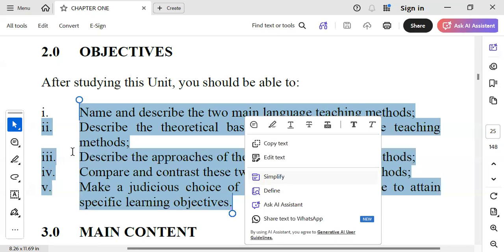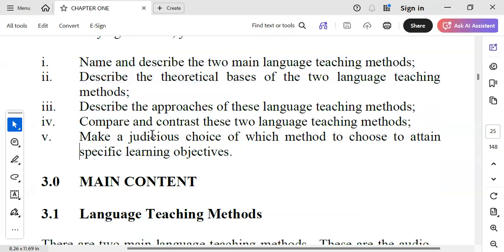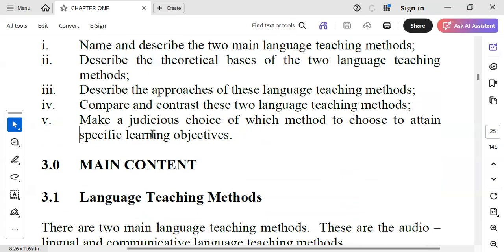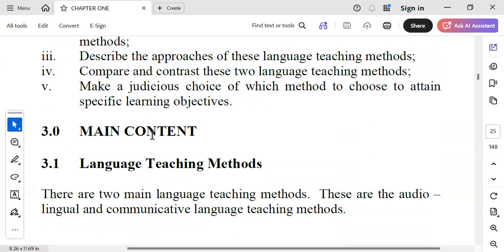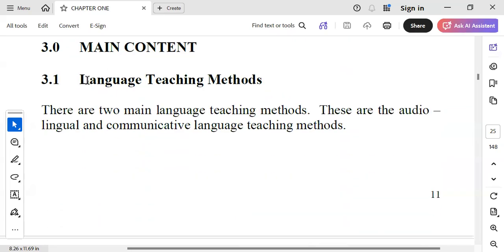So for instance, now as we've read these objectives for this particular class, if I'm a teacher, I should know the method that I should switch into, whether the audio-lingual or the communicative method. So that is what that was. I think we don't need to start explanation yet. Let us check from here. So I will start reading.